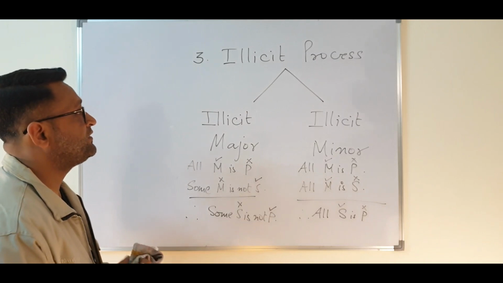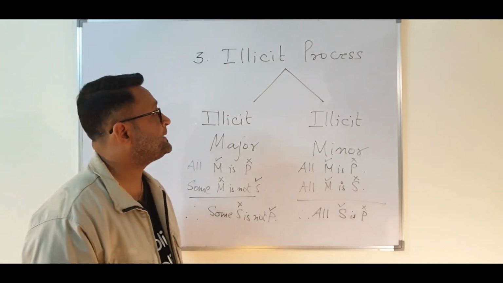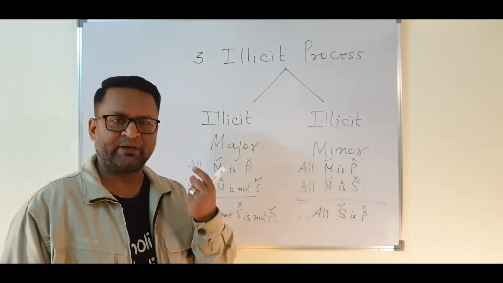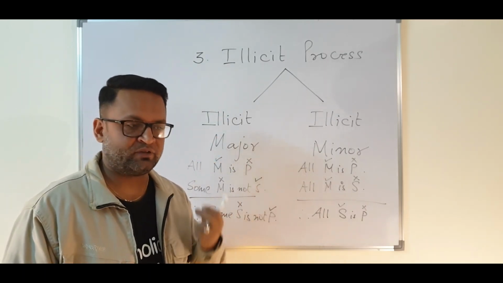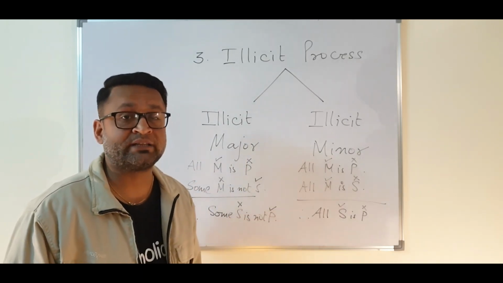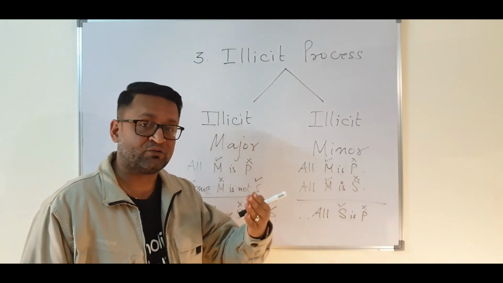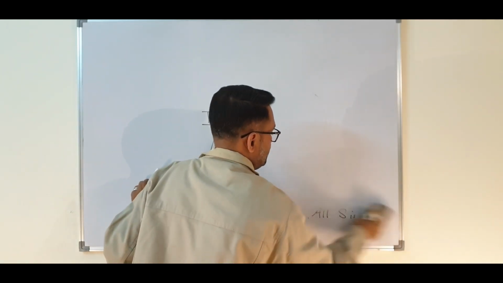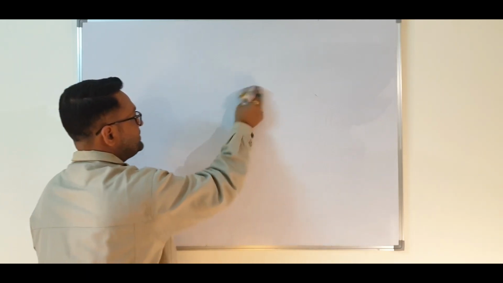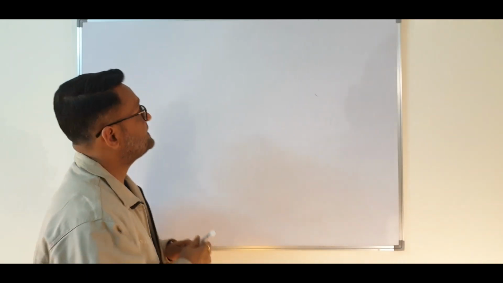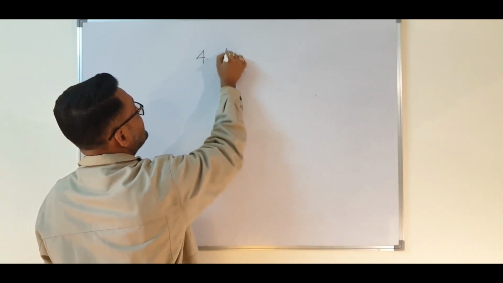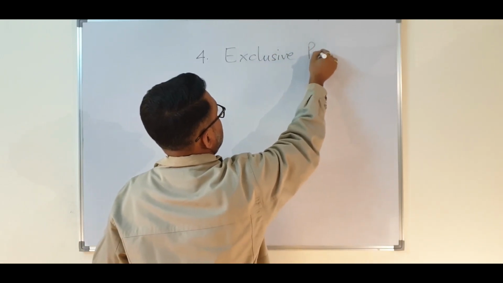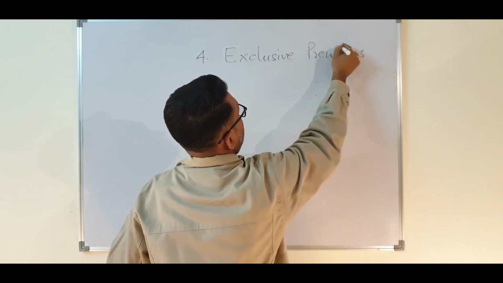Okay, so we have covered three rules to test the validity of a syllogism. There are three more. The first three are a little bit tricky, and you need to understand them with some depth, because you need to always work them out, right? The next three are easier to find. So let us take the fourth one. The fourth rule or fallacy is called the exclusive premises fallacy. Now what does exclusive premises mean?